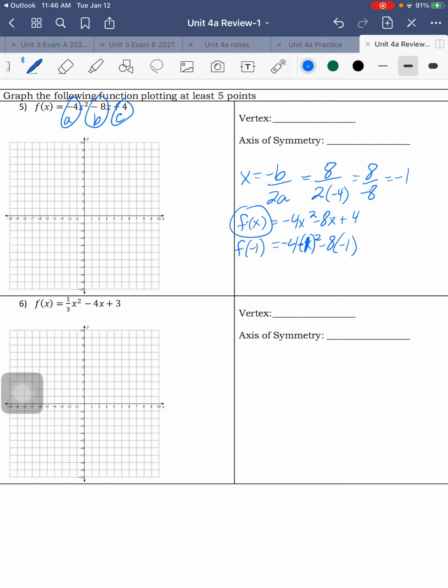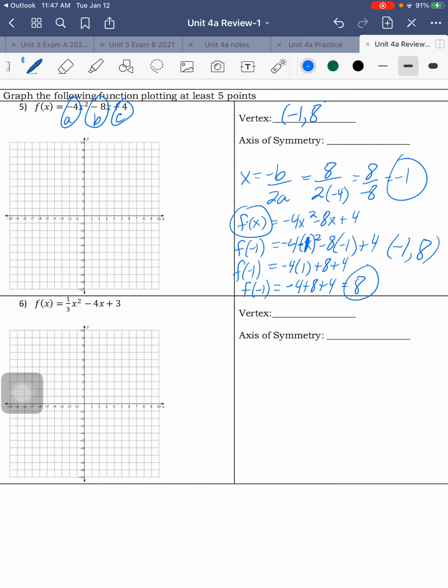-1, my bad. I know you're yelling at me right now. Simplifying this, when x equals -1, what does the y value equal? -1 squared is 1. -8 times -1 is +8, plus 4. So that's -4 plus 8 plus 4, which equals 8. So our vertex is at -1, 8.